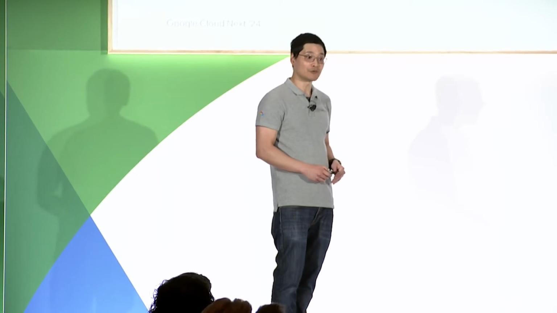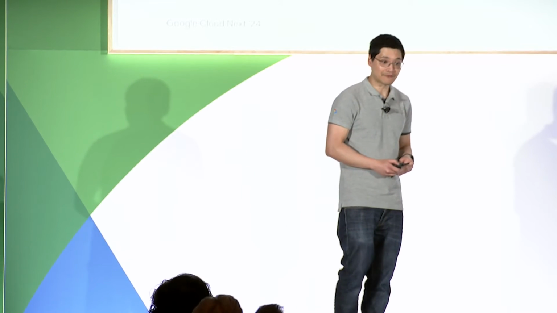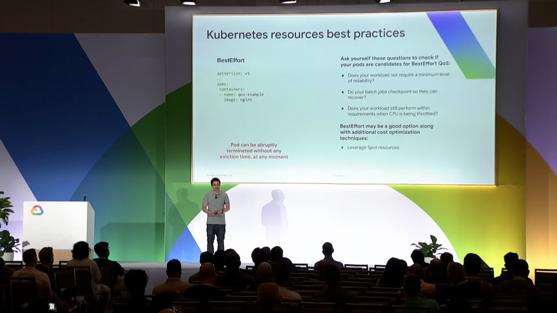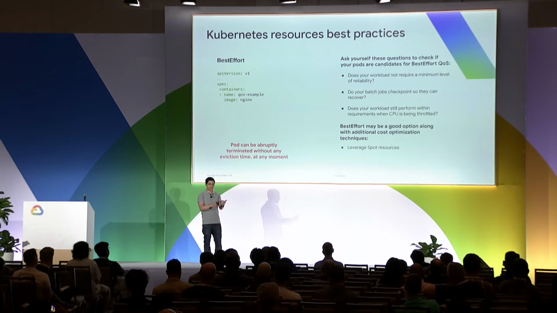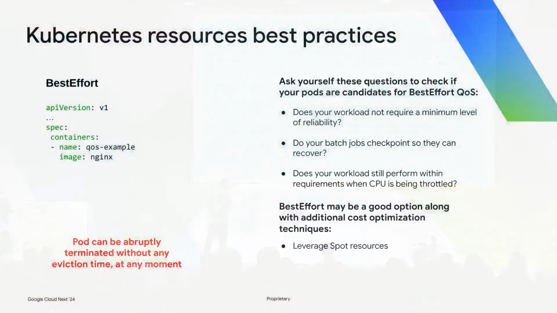So if we said that best effort makes sense based on some of these questions, there's more we can do when we look at it from the factor of optimization. The first thing I can do is leverage Spot. Whether they're Spot pods or Spot nodes, these are preemptible. They're at a lower rate, with the trade-off that they could be terminated at any given time. And because I checkpoint my batch workloads, I have no minimum level of reliability, and I'm okay with CPU throttling, well, go ahead, let's use Spot. And I can do that in one of two ways.